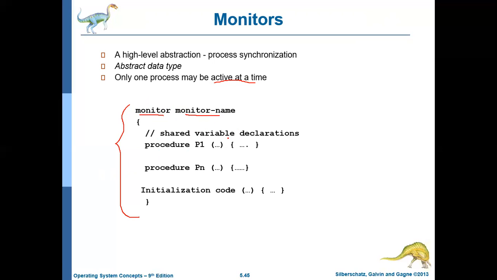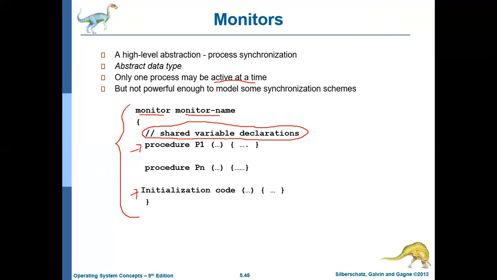And then here come the shared variables. Whatever shared variables will be used by the processes that want to use this monitor will be declared here. All the procedures connected with this monitor will come here, along with the initialization code. So this is how the monitor is defined. But only this much is not enough. This is not that powerful.